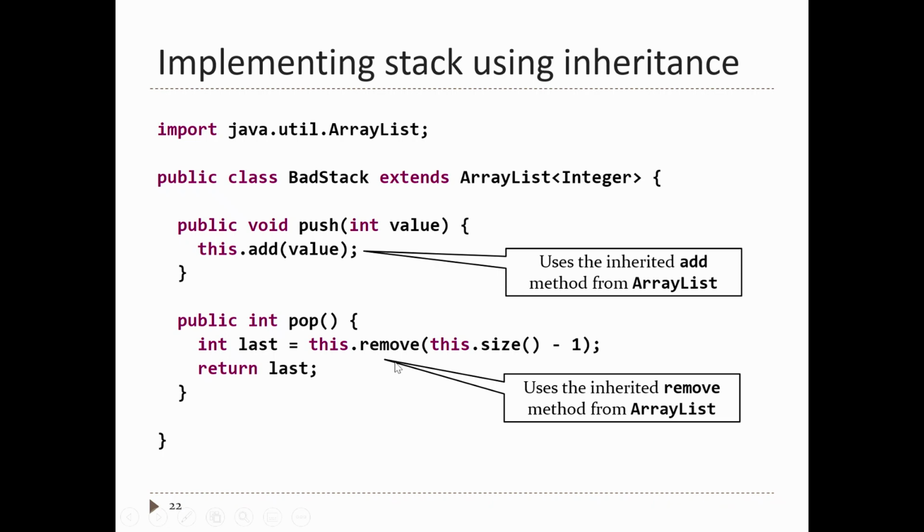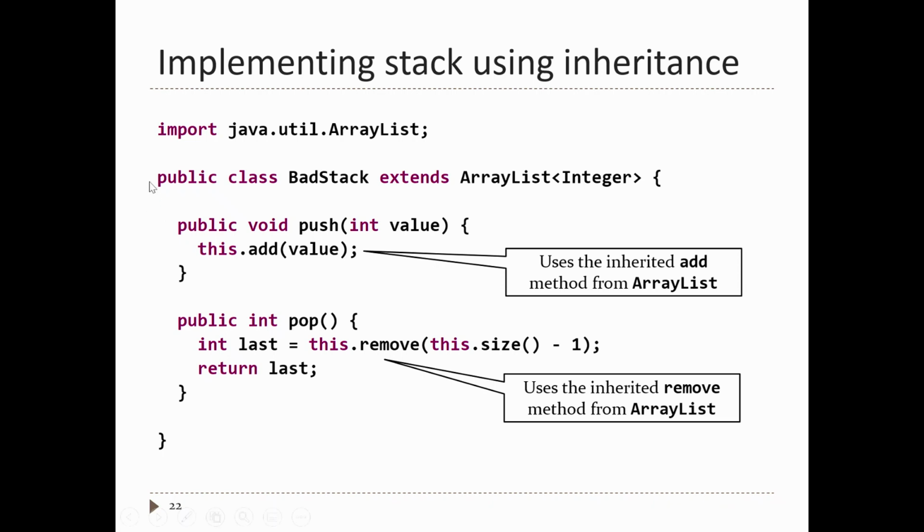But remove will throw an exception if you pass in size minus 1, because the size will be 0, and 0 minus 1 is equal to -1. You're now passing a negative index to remove, and that'll throw an exception. So you don't even have to do the validation yourself. The list itself will do the validation for you. It might throw the wrong exception, some sort of index out of bounds exception, but whatever. And that's it, you're done. There's your stack class.